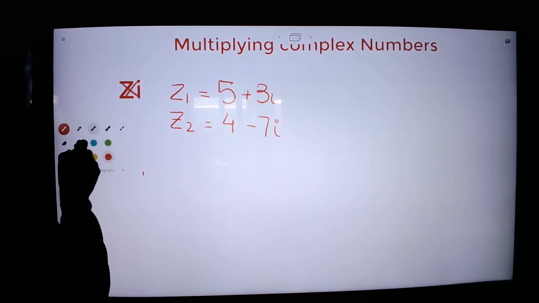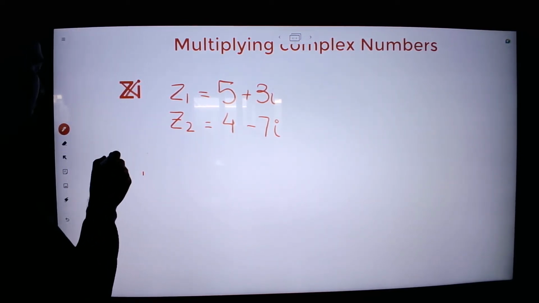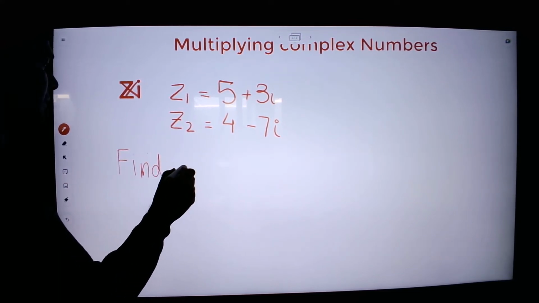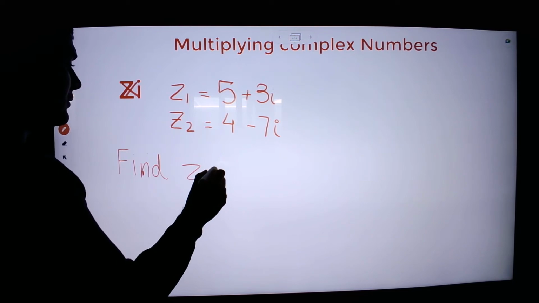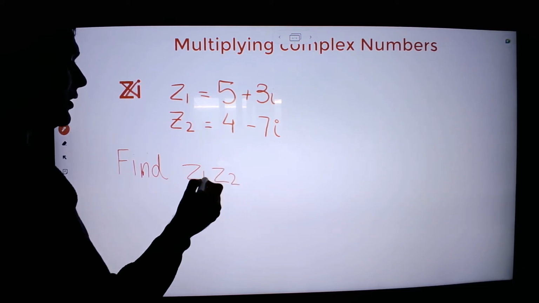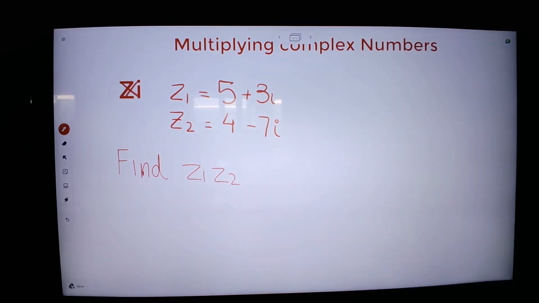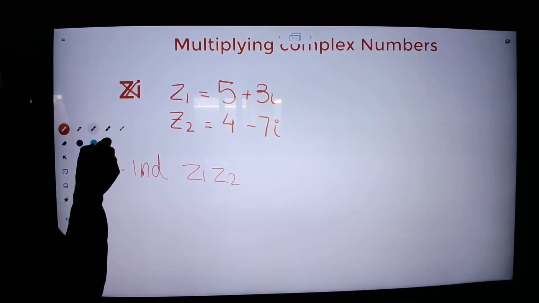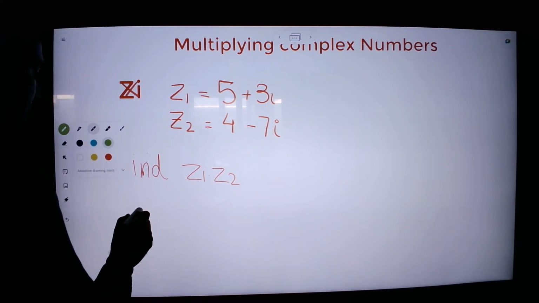And the question is find z1 z2. There might be a dot here, or it might be just z1 z2 like that. And how are we going to do that one? We just multiply, use a method called FOIL method. I do it both ways so you can get an idea. Okay, so what you do is you just put them together in brackets.